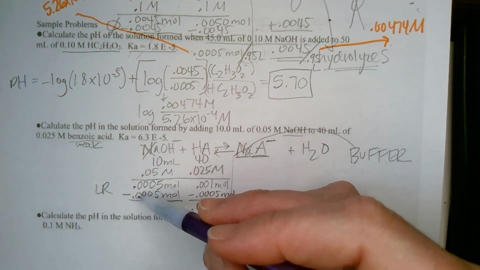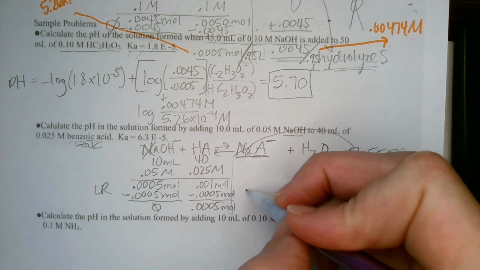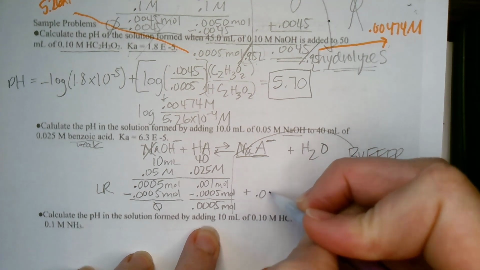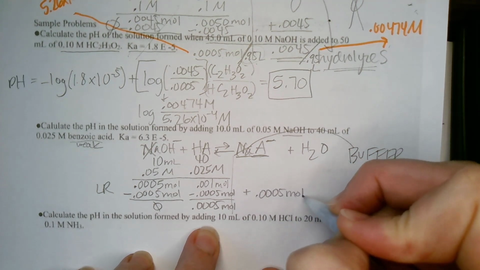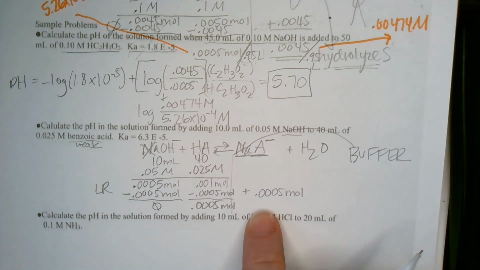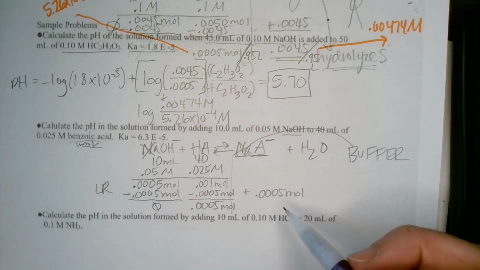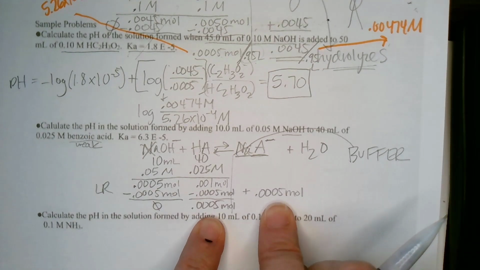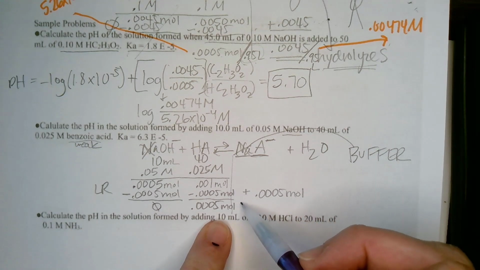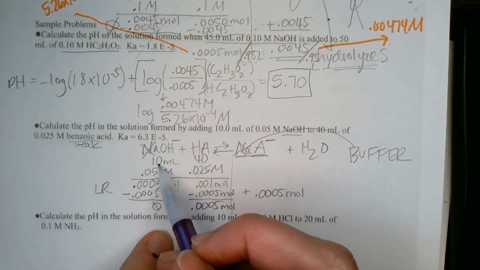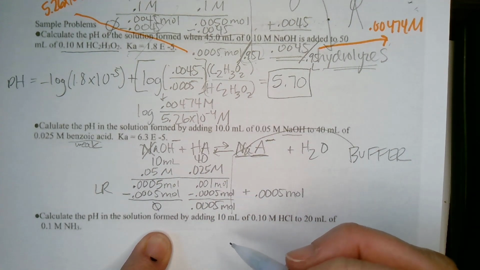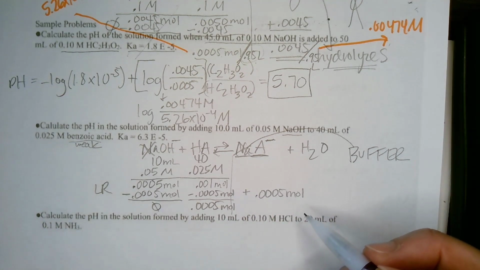And then that also means if I'm using these up, I am creating some of that conjugate base, so plus 0.0005 moles. All right, so now when I plug this into my Henderson-Hasselbalch, I could do one of two things. I can use these mole-to-mole ratios because I know that it's a 1-to-1 ratio, or I can divide and find these molarities because it's moles per liter. I've got 40 plus 10, I've got 50 milliliters. So I could make that into liters and divide both, but it doesn't matter, we can do either way.